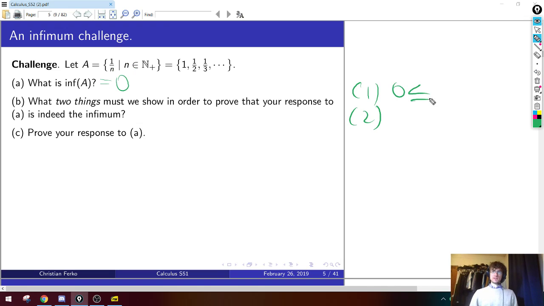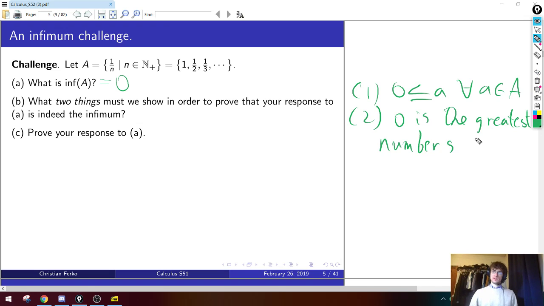So, yeah, 0 is less than or equal to, lowercase a for all a in A. And then you say 0 is the greatest number with this property. So greatest, my handwriting has gotten quite bad. Greatest number satisfying 1. Okay, so I'll ask you now to just prove it. The first one is very easy. So how do we prove property 1, which is that 0 is less than or equal to every number in the set A?